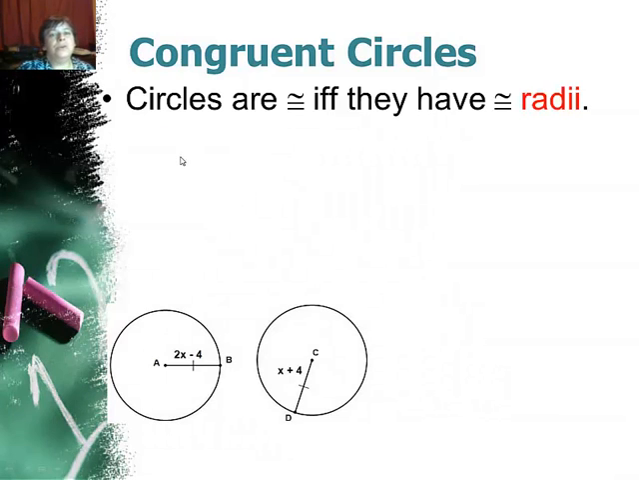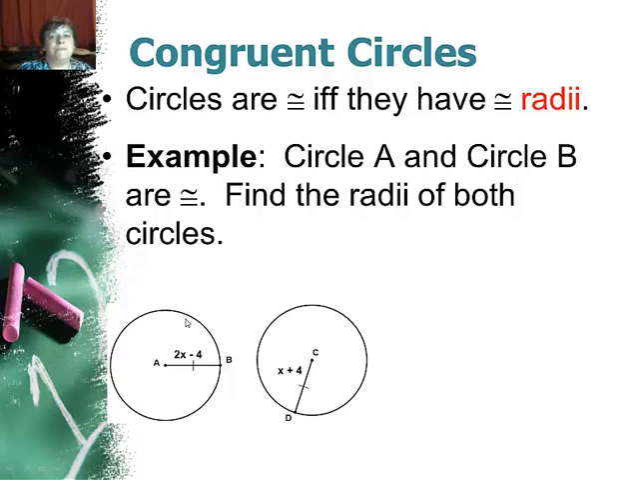Now, circles are congruent if they have congruent radii. So if I know this length is, say, 20, then CD has to be length 20. Otherwise, the circles are different sizes. And I can use that to find missing values. So here, we're saying both of these circles are congruent, and I want to find the radii.